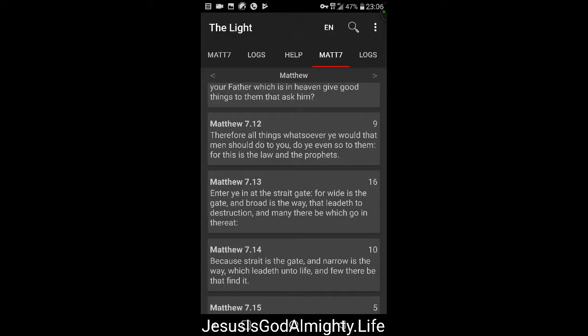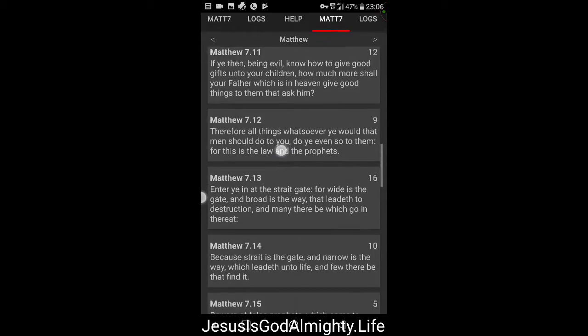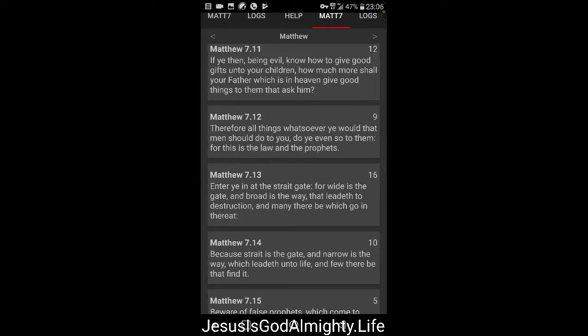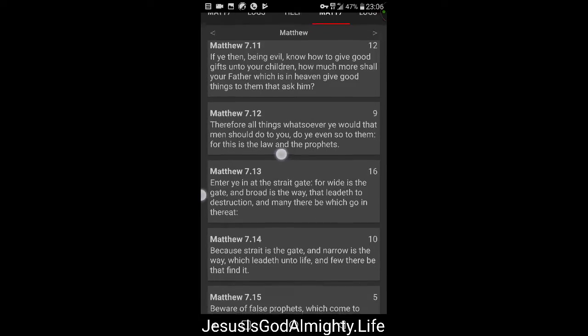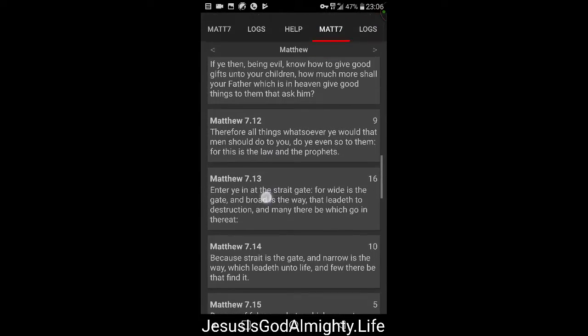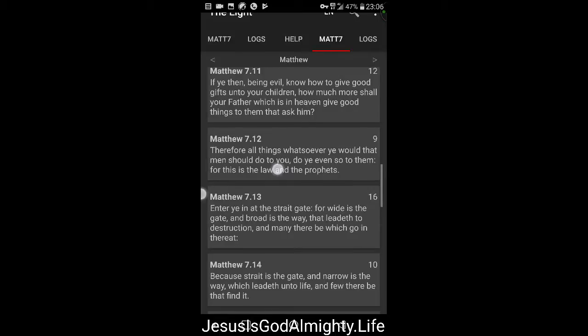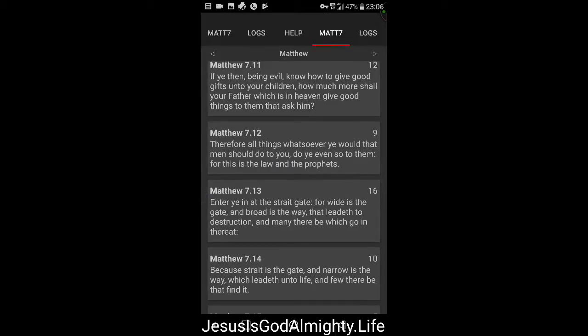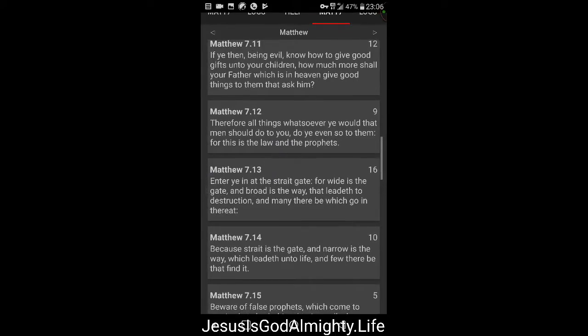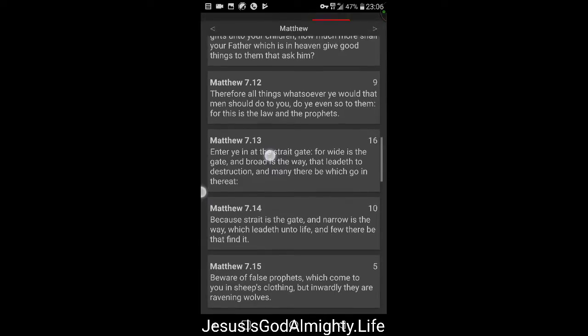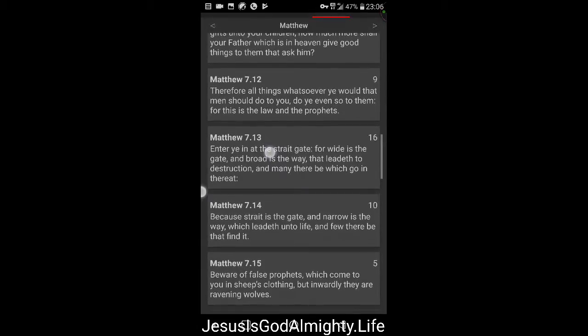But of course, I would have loved people to tell me the truth. If I was a Roman Catholic, I would have loved people to tell me the truth so I can get away from my error, get out of it, and become a disciple of Christ and not of the Antichrist. Or in regards of a false prophet like Muhammad and all that. So therefore, things whatever ye would that men should do to you, do ye even so to them, for this is the law and the prophets.